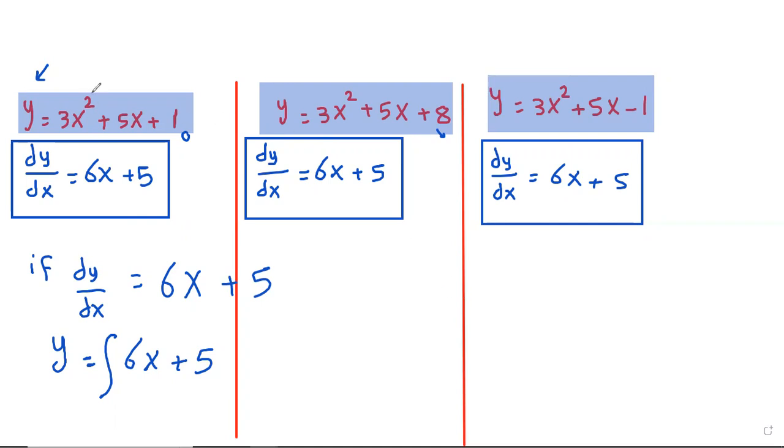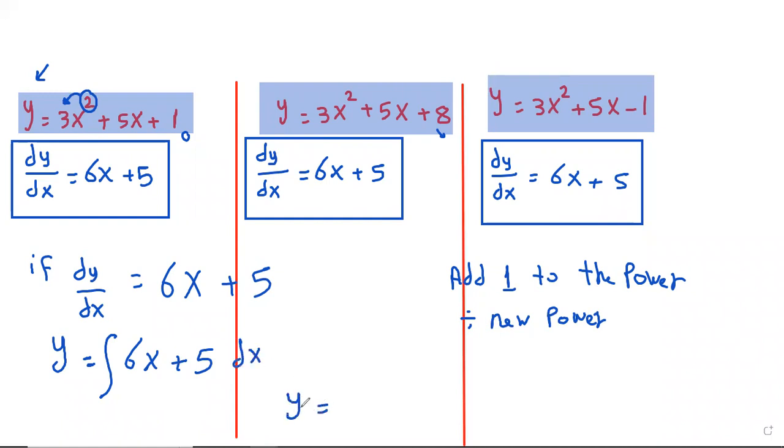In differentiation, we multiply the power by the coefficient, then subtract 1. Here we will do the inverse operation. We will add 1 to the power, then divide by the new power. Add 1 to the power. Then the next step, divide by the new power. So add 1, divide by the new power, okay? So here, y is the integration of 6x plus 5 with respect to x.